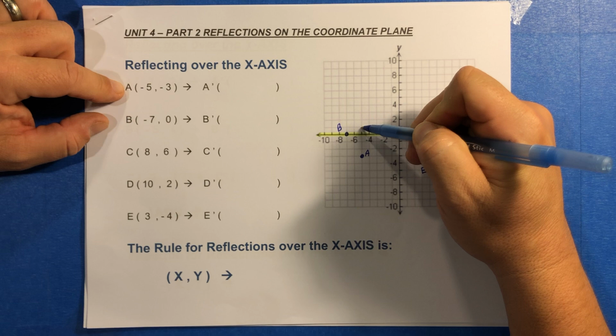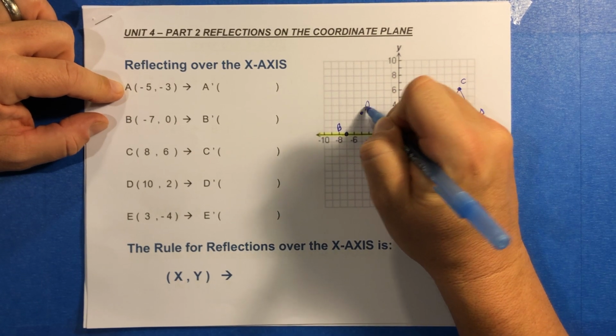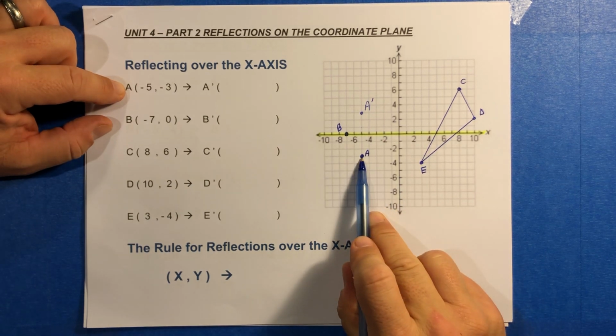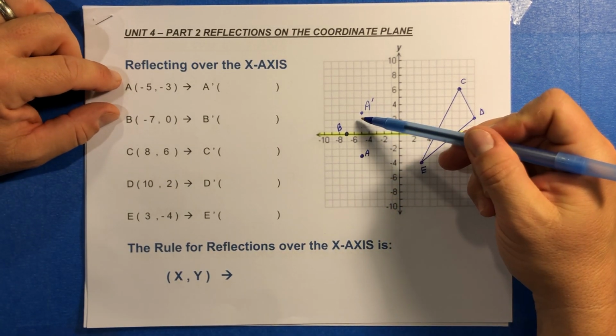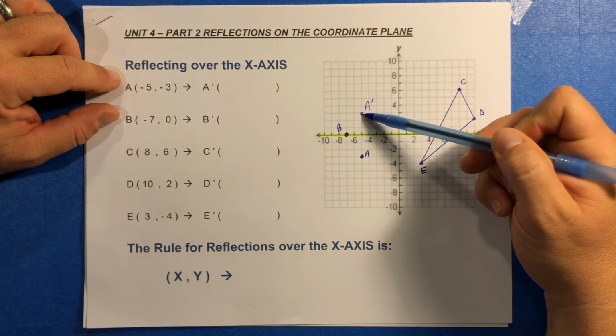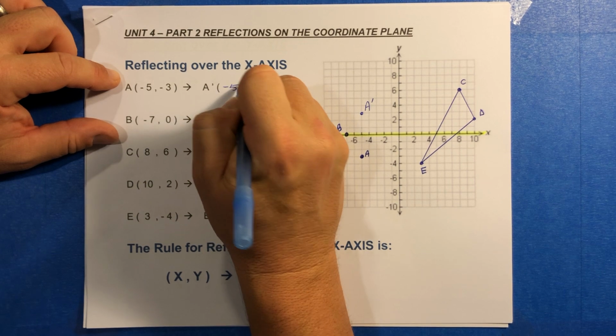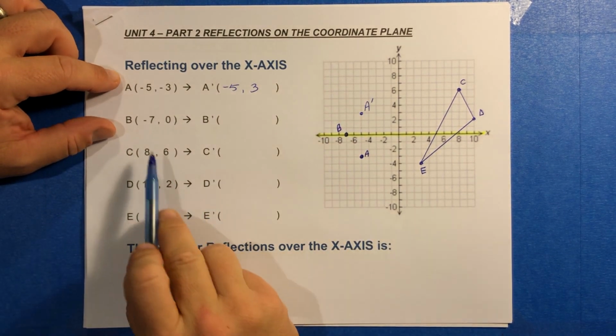Therefore, point A prime will be 3 units above the axis. Both points are equal distances away from the x-axis. A is 3 below, A prime is 3 above. A prime ends up at -5, +3.